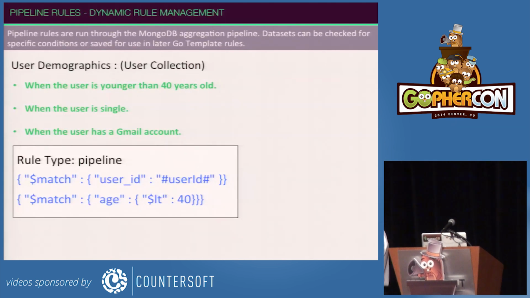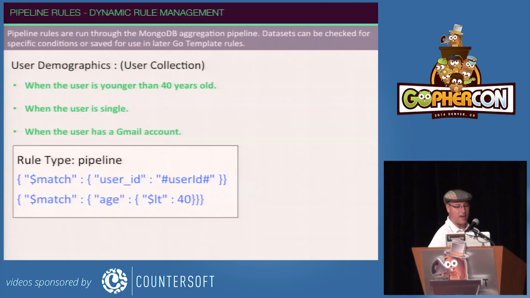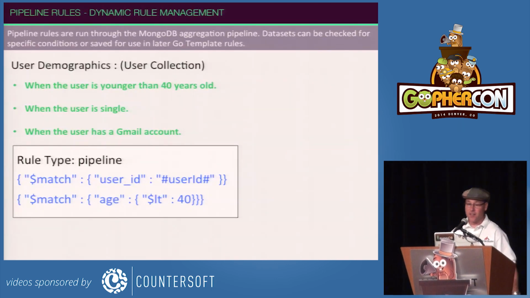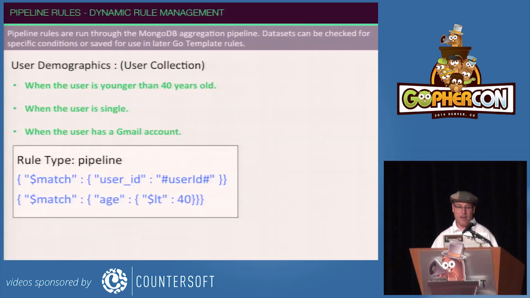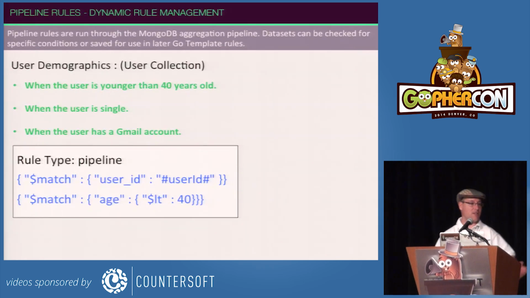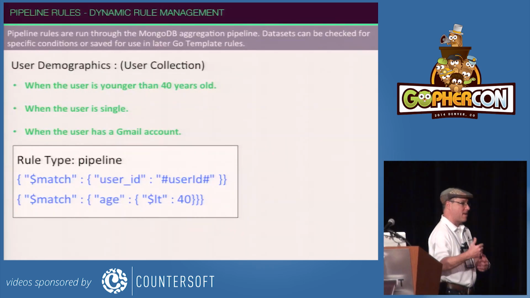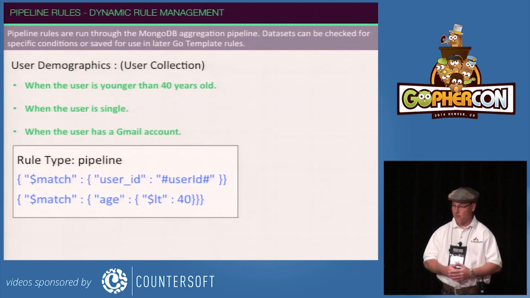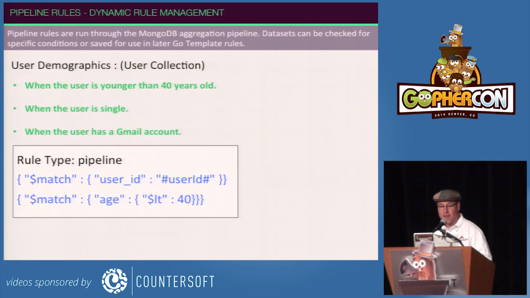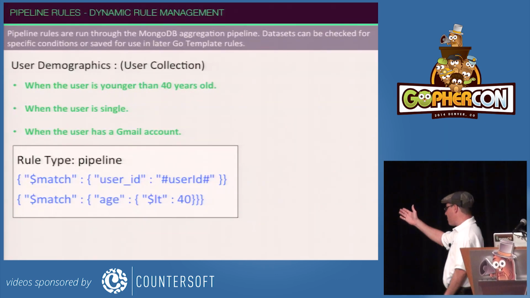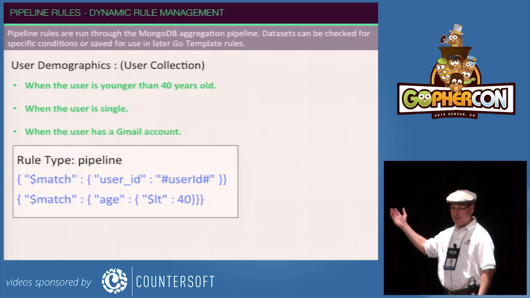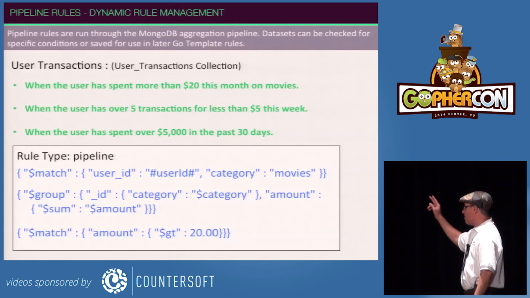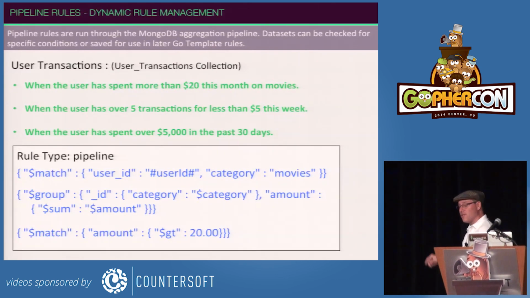Then we have actual pipeline queries that we can run through the aggregation pipeline. So we might have a question: this is relevant to the user when he is younger than 40 years old, when that user is single, when that user has a Gmail account. So whatever we have on that we think is relevant for what we want to show on the screen. And we can generate these aggregation pipeline queries and say match user ID. That's a way of doing that variable substitution right there. So we can make sure that when we run this query, it's for that particular user. And we can say match it when the age of that user is less than 40.